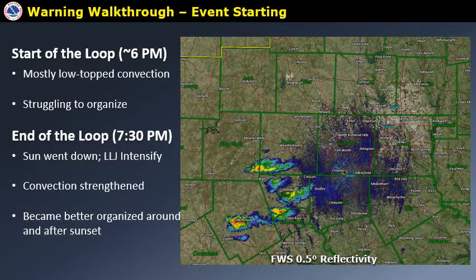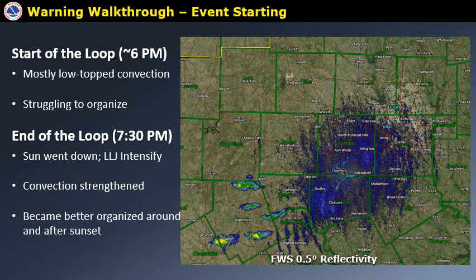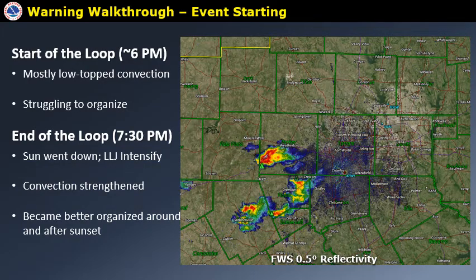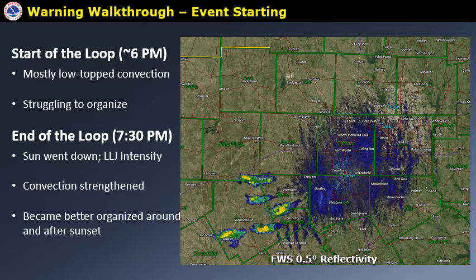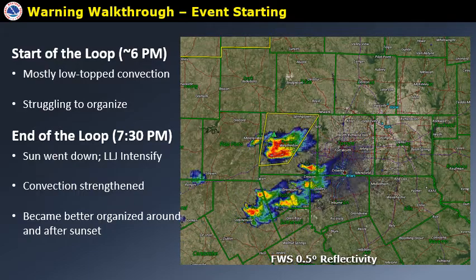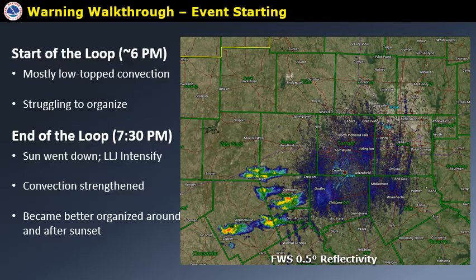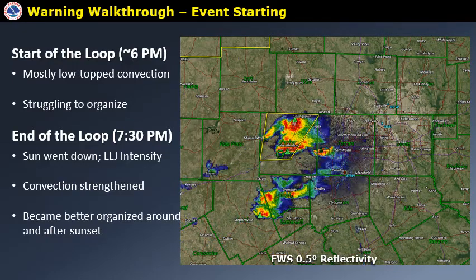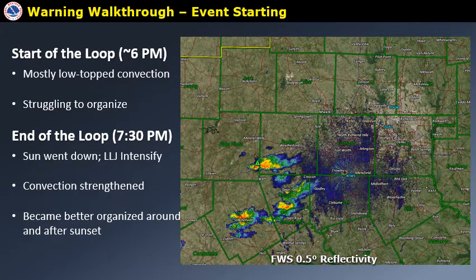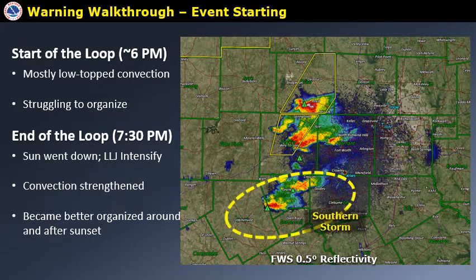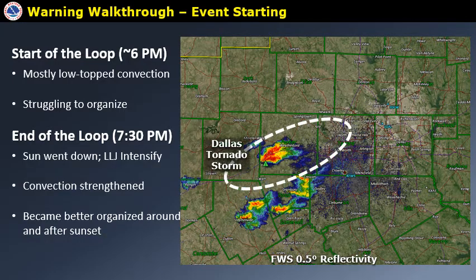Now, around 6 p.m. on this day, low top convection developed just to the southwest of the DFW Metroplex. Initially, this activity struggled to organize. Despite sunset, strong low-level winds increased, and this allowed for greater storm organization as well as strengthening. There were a handful of storms that emerged after sunset, and we will focus on the storm that eventually rolled through portions of Tarrant and Dallas counties.